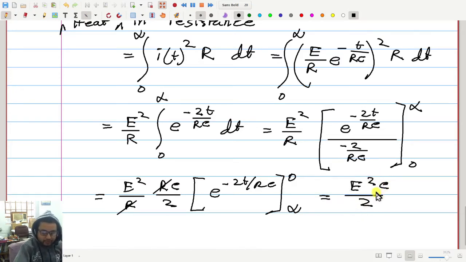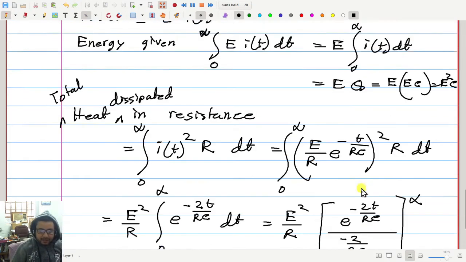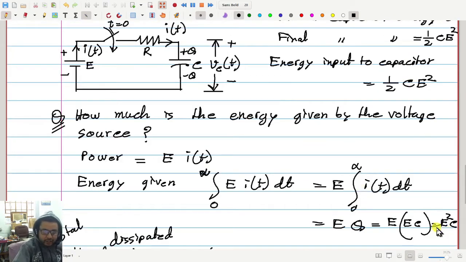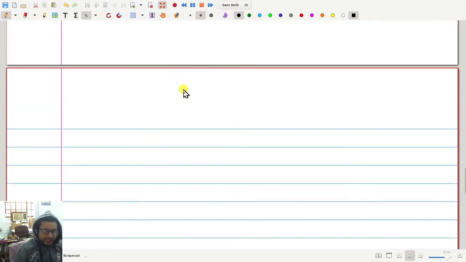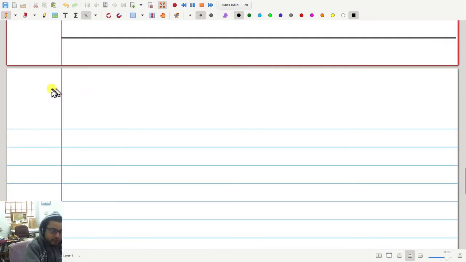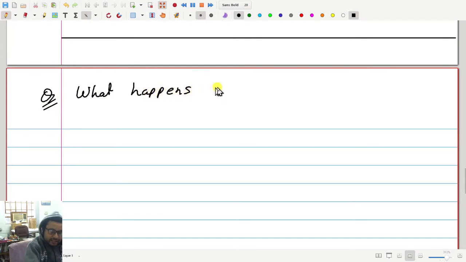Exactly the same as the amount of energy mismatch that we got here. So that means exactly half of the energy in this process is lost as heat in the resistance, and the remaining half is stored in the capacitor. Now I know what you will ask next. You will ask what happens if we take a lower value of resistance. So what happens if R is lower?